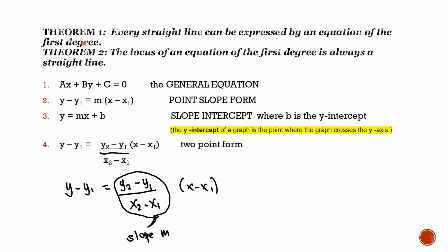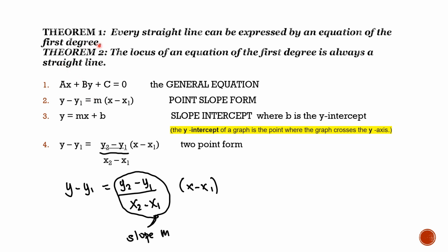Theorem 1 on lines. Every straight line can be expressed by an equation of the first degree. Ano ba ibig sabihin itong first degree? Titingnan mo yung pinakamataas na exponent doon sa expression or doon sa equation. Iba rin yung expression, iba yung equation. Kapag algebraic expression, walang equality sign. Kapag naging equation siya, may equal sign na, no? Kaya nga equation. Sana malinaw tayo doon.